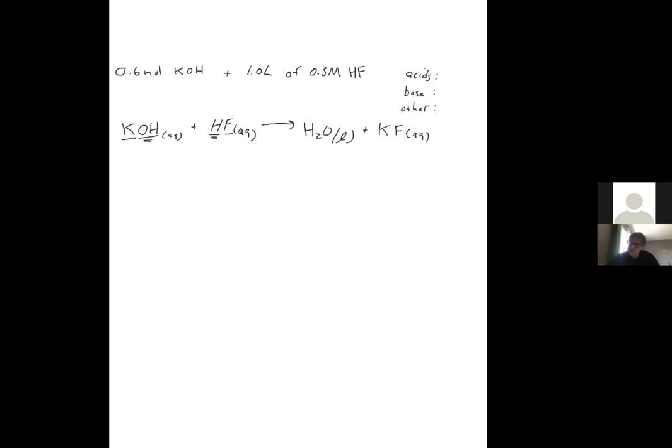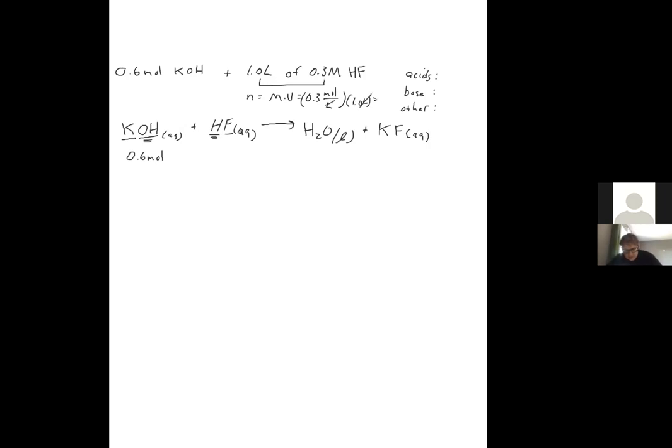Now, we have numbers here. So this 0.6 moles is what we're starting off with here. And they don't tell us how many moles of HF we have, but they do tell us it's 1 liter. Remember, molarity is moles over volume. So if we want to find the number of moles, we just take the molarity and we multiply it by the volume. So that would be 0.3 moles per liter. Remember, capital M is short for moles per liter times 1 liter.